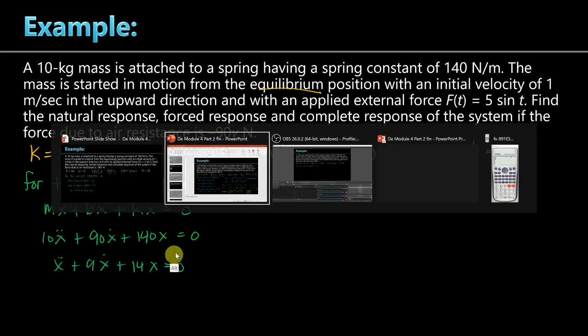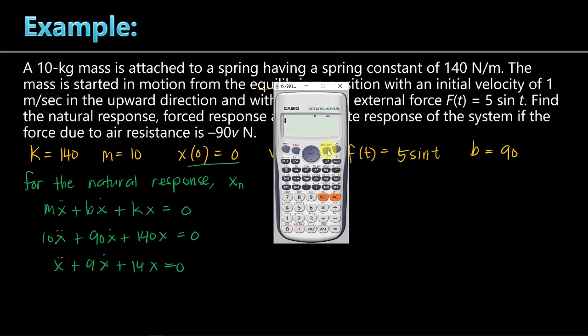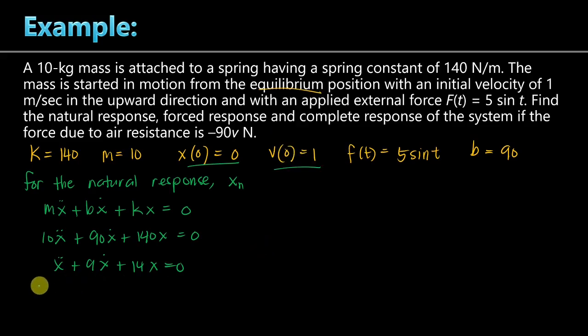Now, if we want to solve for the roots of that auxiliary equation, gamit na lang tayo ng calcu, mode equation, and quadratic equation solver, 3. So, let us input the coefficients 1, 9, and 14. Okay, so here are the roots, negative 2 and negative 7. We have two distinct roots. That is why our natural response, xn, would have the form c1 e raised to negative 2t plus c2 e raised to negative 7t. Why? Because our roots are real and distinct, negative 2 and negative 7.